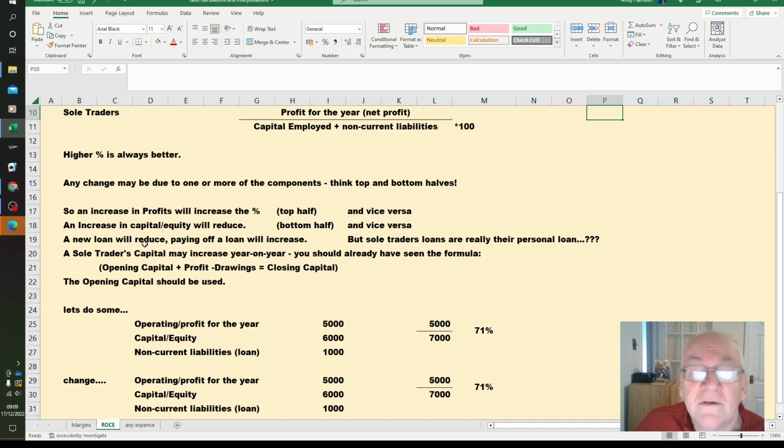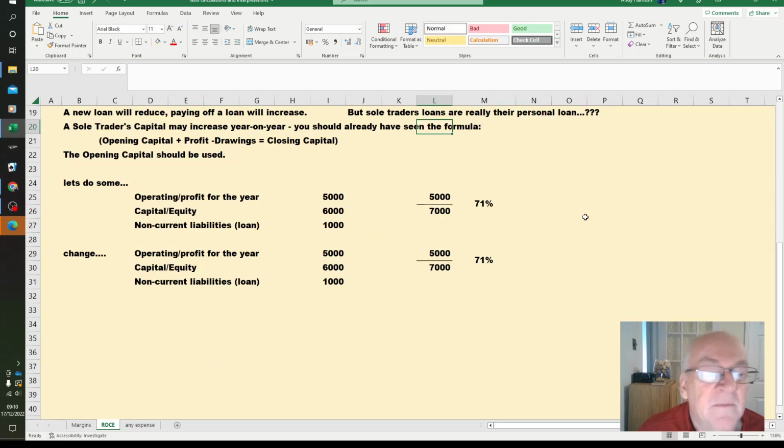A new loan will reduce it, again because you've increased the bottom half. Paying off a loan will increase it. And then the point about personal loans and sole trader. It's an accounting conundrum. Sole traders' capital should normally increase year on year because you've seen the formula: opening capital plus profit minus drawings equals closing capital. But actually the capital that created that profit was the opening capital, so you shouldn't be using the closing capital. So let's have a look at some of the numbers.